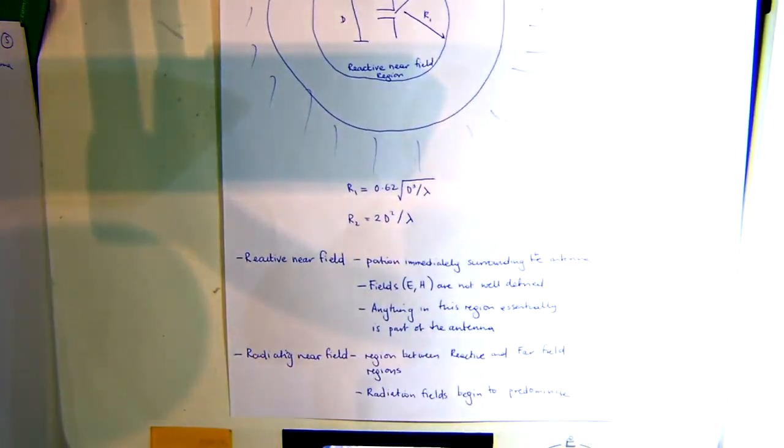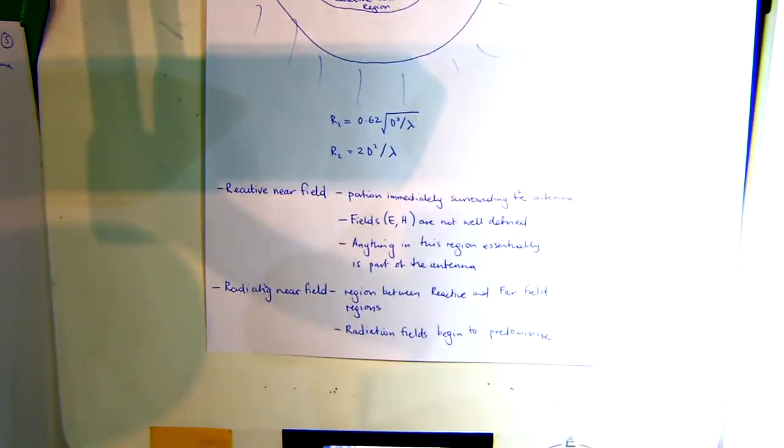So we talked about the reactive near field, and we said essentially anything in the reactive near field is, for all intents and purposes, part of the antenna, and also the fields in that area are very hard to define and are quickly varying. Now, there's the next region, which is between the far field and the near field, and that's usually called the radiating near field. That's somewhere in between. Usually what you try to do with all other components on a PCB board or some other structure is get everything at least further away, or at least in the radiating near field.